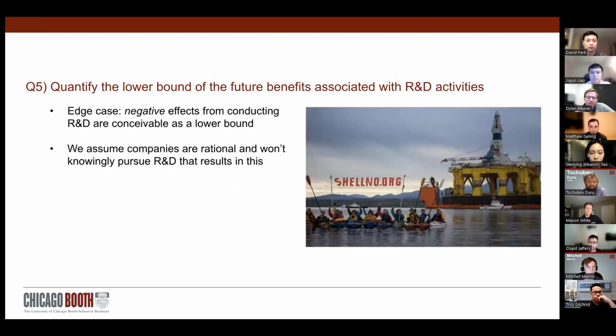Next slide. And then one last point on this is that there is also an edge case where it's conceivable R&D might lead to negative future effects, even beyond the cost of the R&D itself. For example, Shell Oil in the 1980s researched global warming and found that they were actually a huge contributor to it, and this was bad news. They tried to conceal this, it eventually came out, and there was a huge backlash against the company as a result. And so you could argue that the result of their R&D led to negative future impacts to the company. Similar to the last slide, we can assume that rational companies aren't going to knowingly pursue this kind of research. It's a little bit like big tobacco sponsoring research into the negative health effects of smoking.